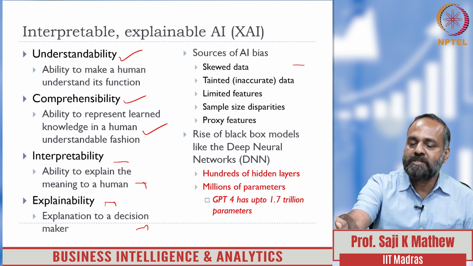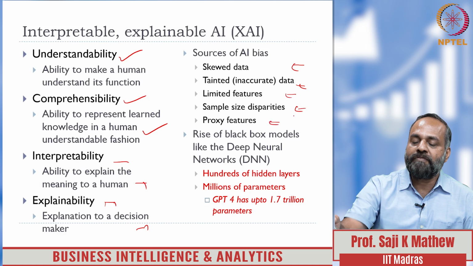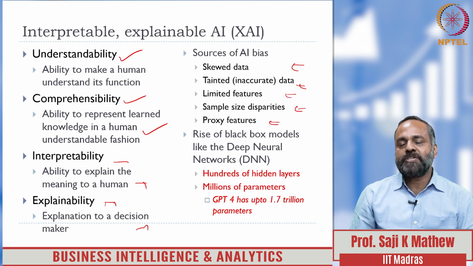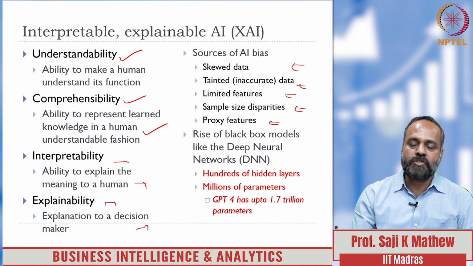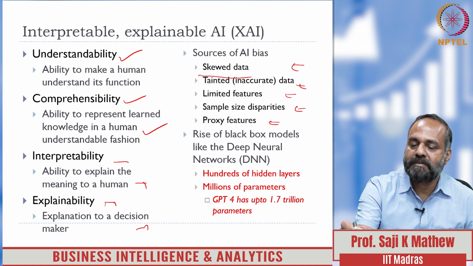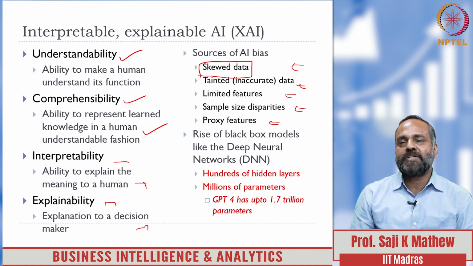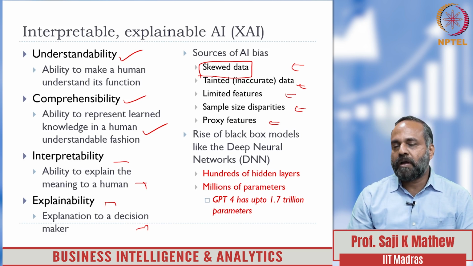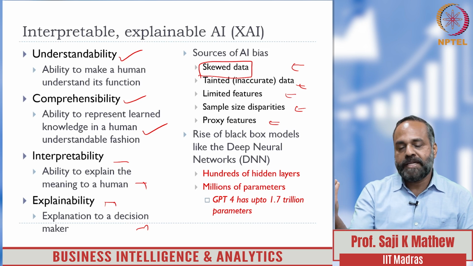And the sources of AI bias could be due to the training data, inaccurate data, limited features or variables, sample size disparities, and instead of using direct measures, you have used indirect measures or indicators, and so on and so forth. So there are several possibilities, and skewed data is the most important one, in the sense your sample comes from Wikipedia or social media or Twitter or Reddit and so on.